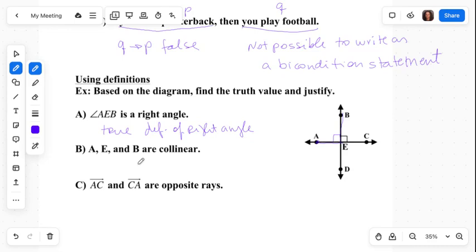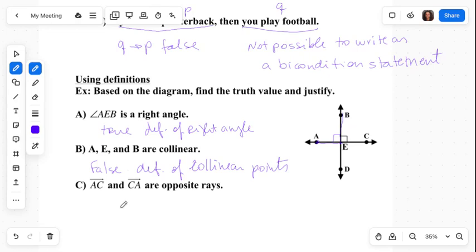Points A, E, and B are collinear. So we have A, E, and B. That is false, because they are not on the same line. And that's the definition of collinear points, that they need to be on the same line. Definition of collinear points.